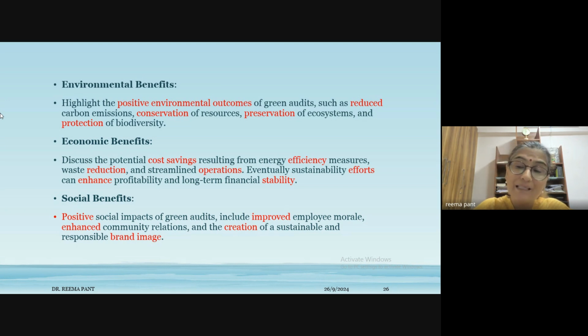And lastly, our organization gets a brand image. Oh, that organization, they are very green. They do good, responsible recycling. They don't waste so many things. So these kinds of tag names come along once we project it in the right way. That is why these audits are also very important, because they have social benefits as well. Next, please.